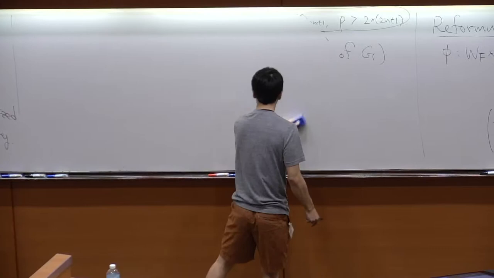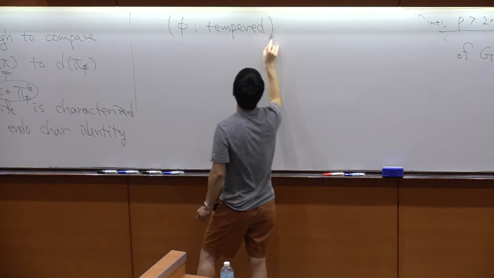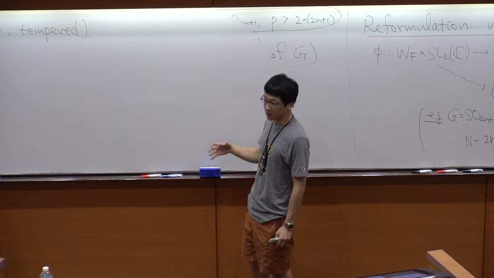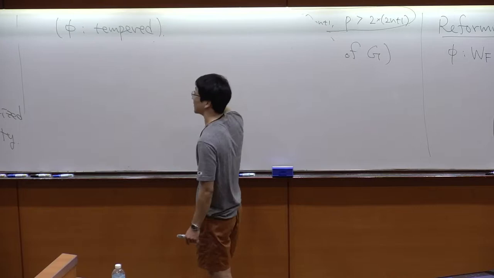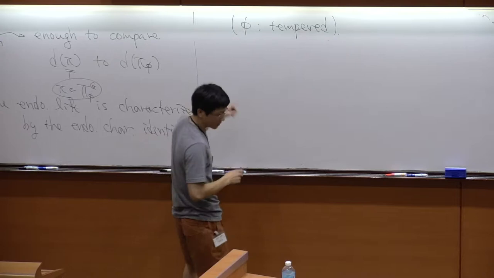But here, for the character identity, we have to assume that our L parameter is tempered. Actually, this is a harmless assumption for our problem because the LLC is compatible with taking Langlands quotient, and also the invariant depth is preserved by taking Langlands quotient and parabolic induction. So this is a harmless assumption. And anyway, under this assumption, the character identity is given by the following.